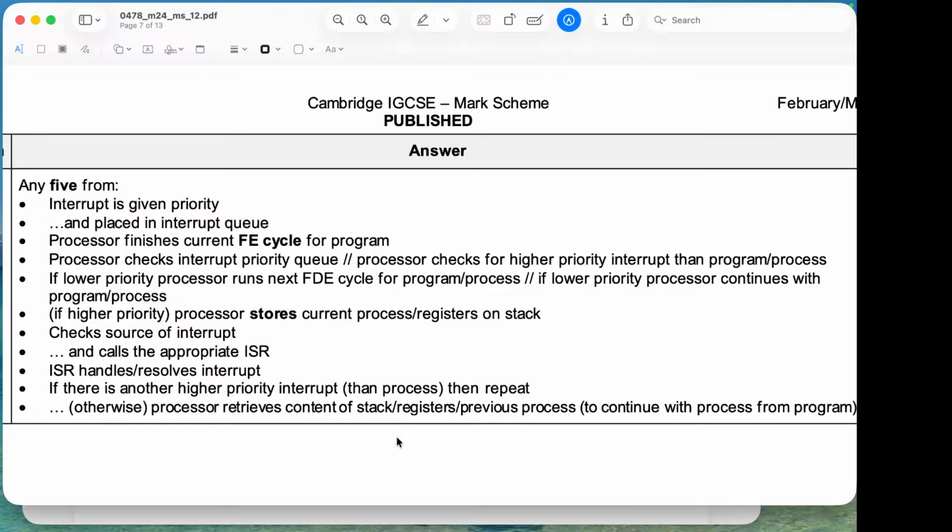Someone's asked, is it better to write fetch execute cycle or fetch decode execute cycle? Yeah, it doesn't matter which one of those. They'll know which it is, and you can use it interchangeably.